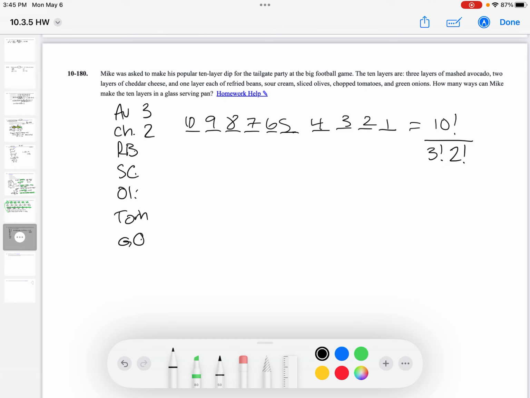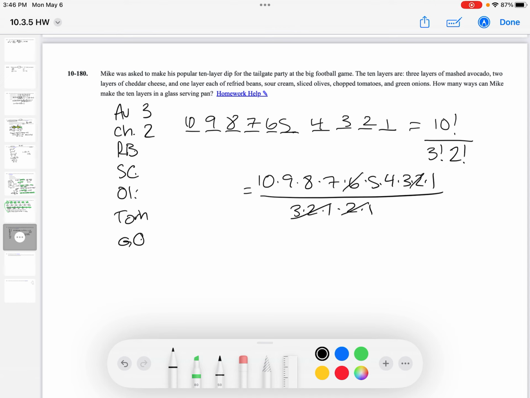So we could divide by 2 factorial, and we get 10 times 9 times 8 times 7 times 6 times 5 times 4 times 3 times 2 times 1, all over 3 times 2 times 1 times 2 times 1. Let's see, this cancels with 6, and this cancels with 2, and I still have a bunch of numbers to put into my calculator. I put them in, and I get 302,400 different ways he could order the layers of his dip.